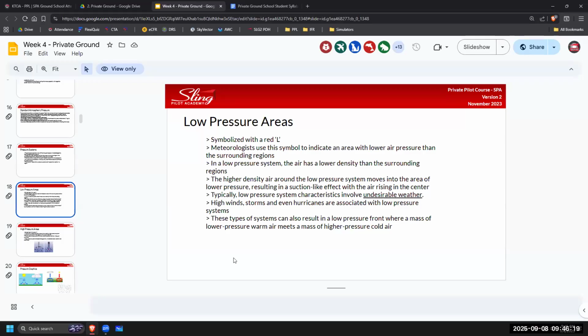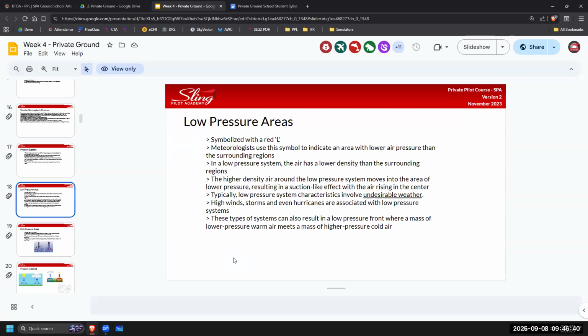So low pressure moves upward and inward and counterclockwise. High pressure moves clockwise. We're screwing the lid on and we're pushing down on the lid to screw it on. So it moves down and it moves out.